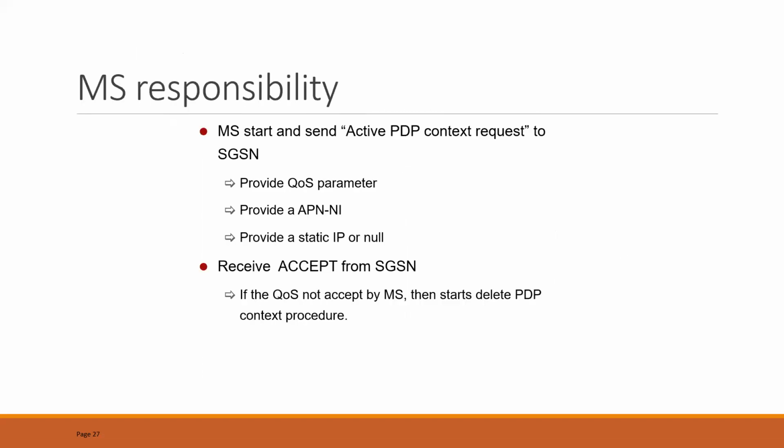Okay, so what is the responsibility of the MS during the activate PDP context request? Like I mentioned, we will discuss this in detail, but a little bit of a brief overview. The MS will send the quality of service parameters which are required. It will provide an APN NI, the network identifier, and will provide a static IP address if it is requesting a static IP address.